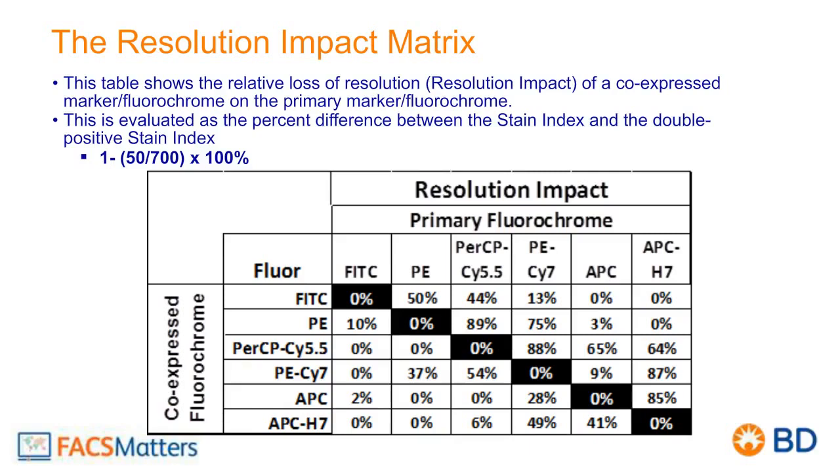But what we can see here is, let's take a look at the PerCP-Cy5.5 column. And what you can see is that 50 will cause a 44% reduction in the stain index, PE an 89%, PE-Cy7 54%, and the red dyes, as expected, have very little impact. So what we're beginning to get is an idea of, if I add dye number 1 with dye number 2, and it's on a co-expressed population, this is the expected loss of the resolution.